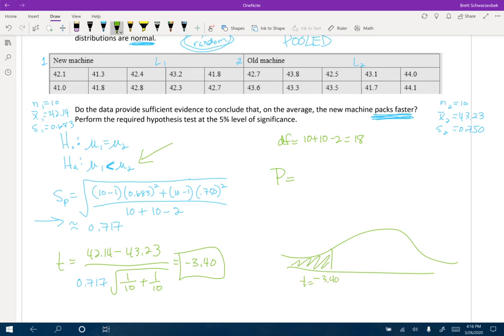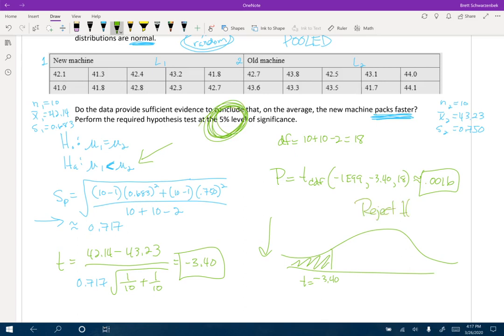So we need to work that out. So we're going to get TCDF. We're going to come all the way from a really small value out here to negative 3.40, 18 degrees of freedom, and we were going to get 0.0016 as our p-value, which means we compare that to our alpha, which is right here, and since it's significantly less, we can then reject H naught.